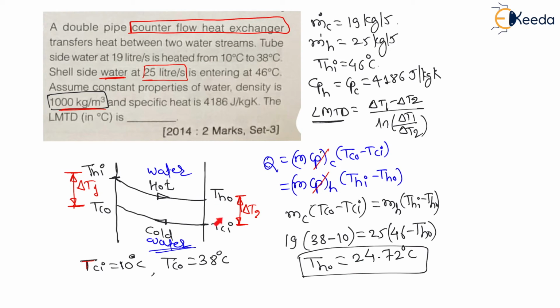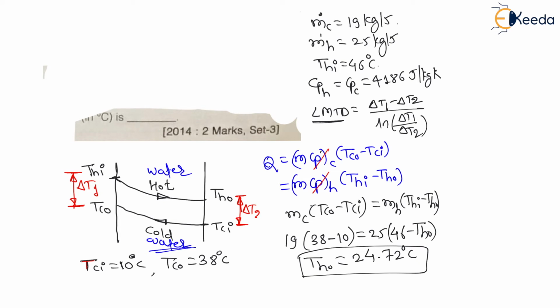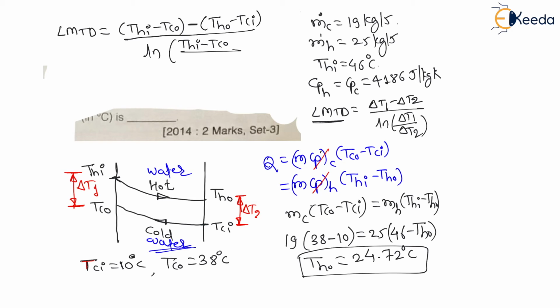Now, once this hot fluid exit temperature is calculated, let us put it in the temperature profile and use the LMTD formula, right? So let us move back to the LMTD. Now let us find this LMTD. The log mean temperature difference is equal to, here we have written the formula, delta T1, which is nothing but Thi minus Tco, minus delta T2, which is Tho minus Tci, the whole divided by ln of delta T1, that is Thi minus Tco, divided by delta T2, that is Tho minus Tci, right?